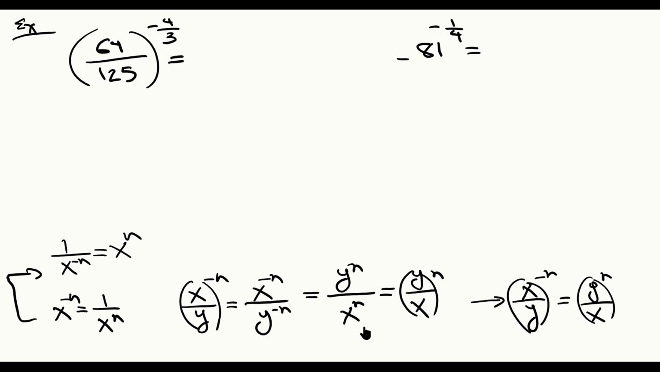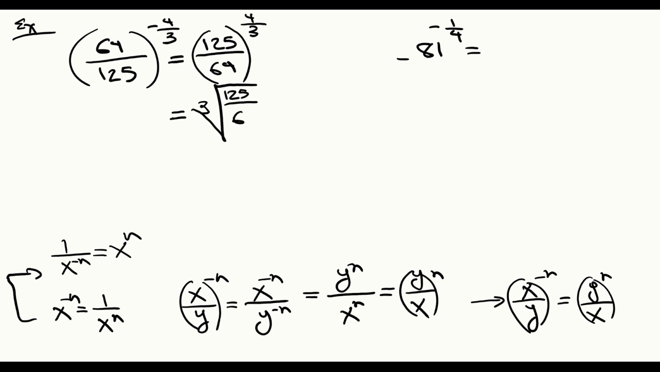So we're going to take this expression and we want to make the negative 4/3 into a positive 4/3. So we're going to have to flip the fraction, turn it into 125 over 64. And now we can change that to a positive 4/3. Don't forget that this one just changes sign. It doesn't flip or anything like that. All right, so basically we're looking at the cube root of 125 over 64.